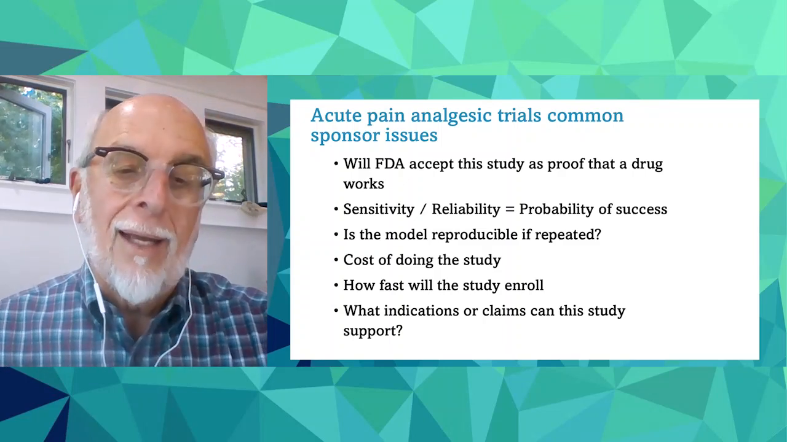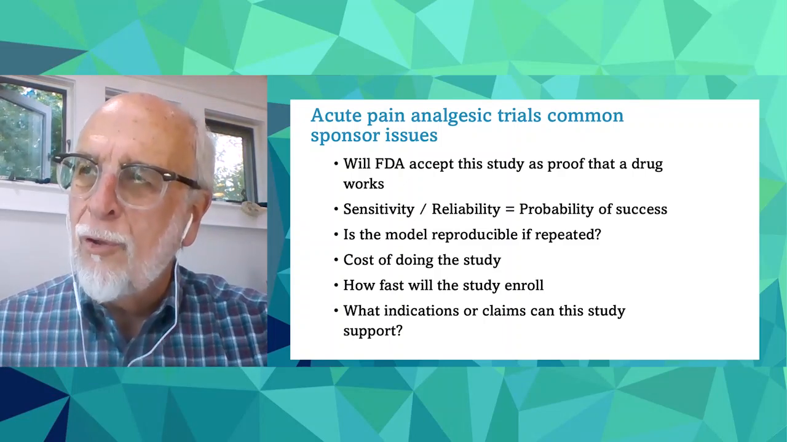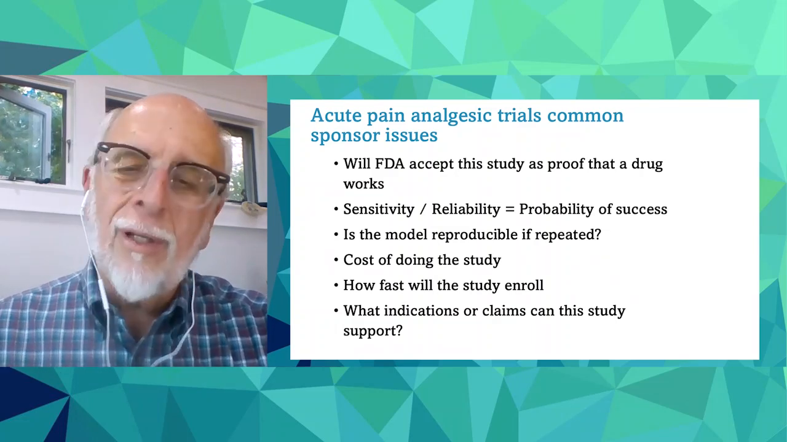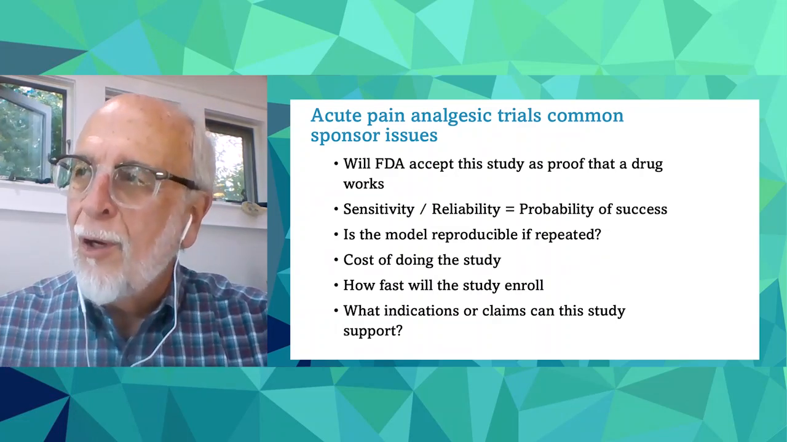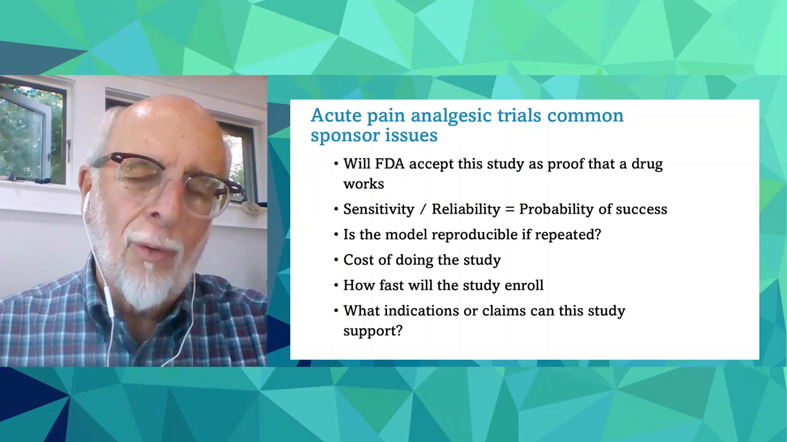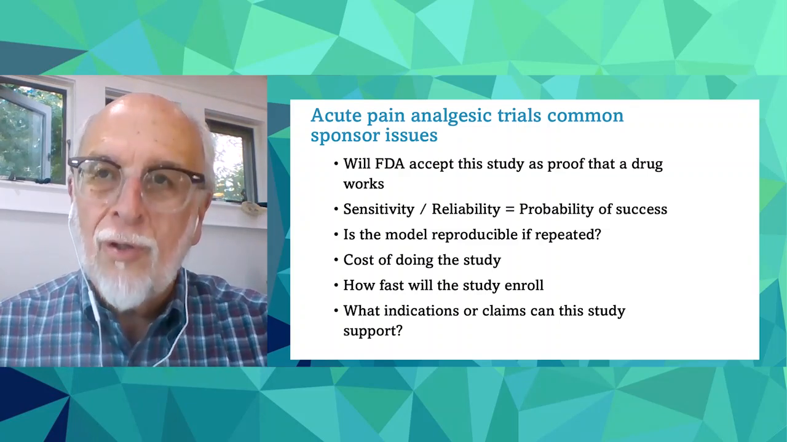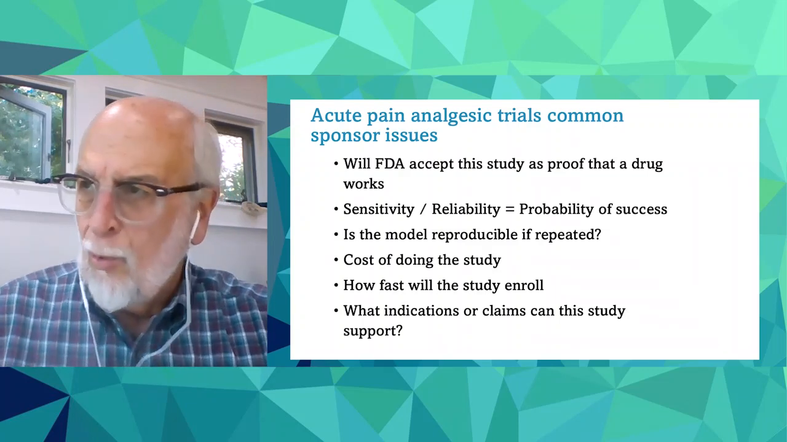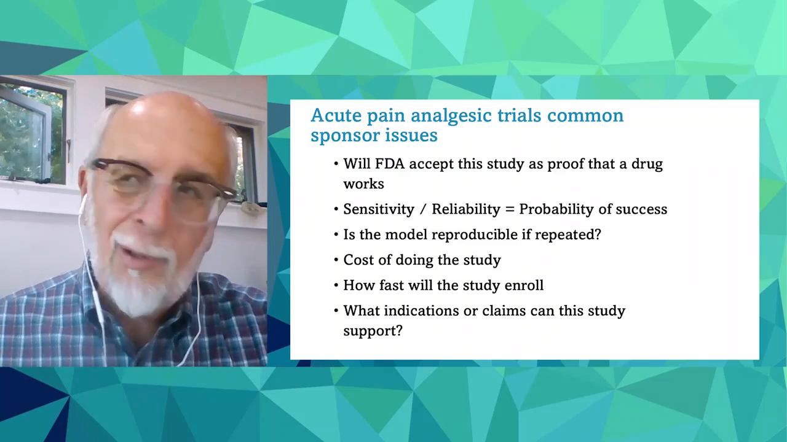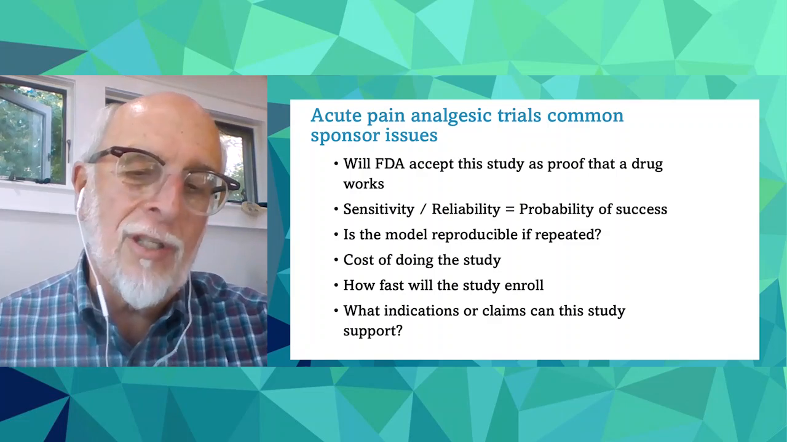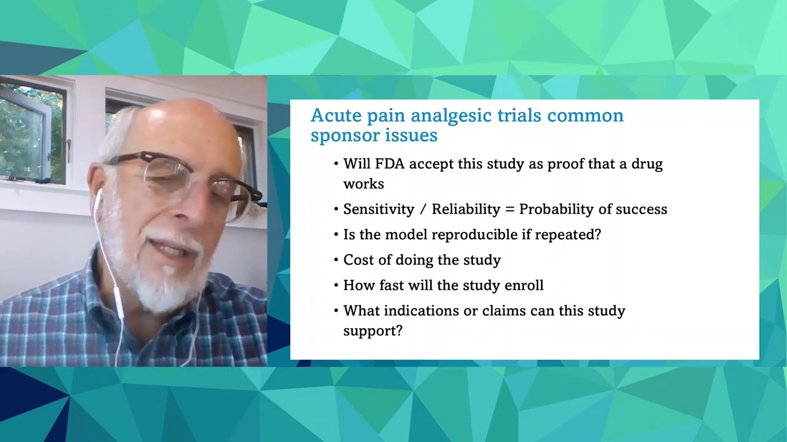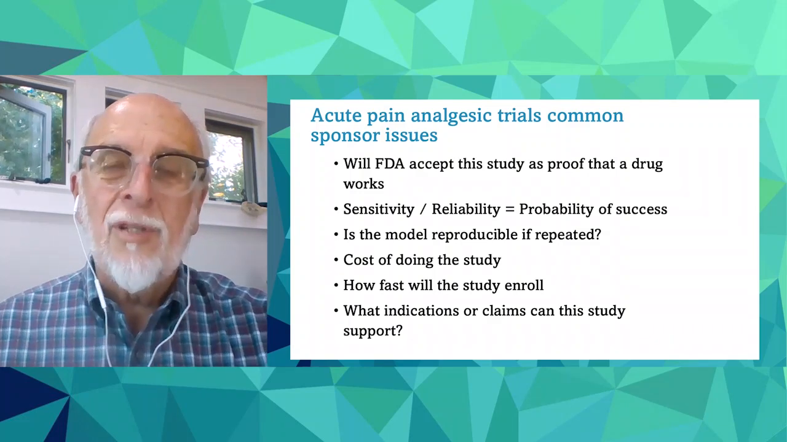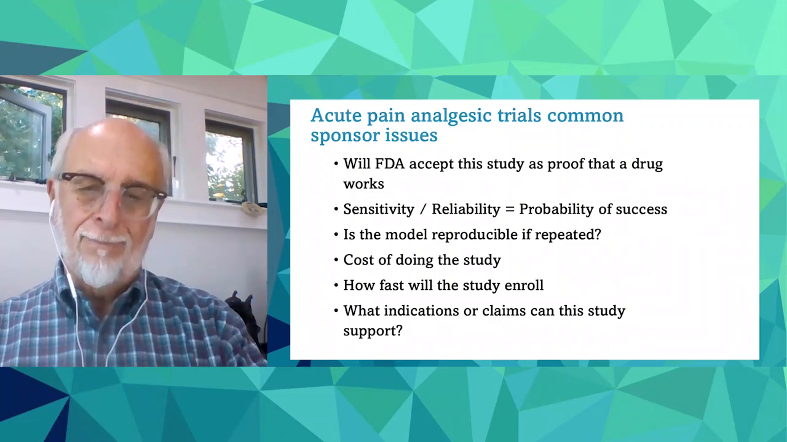Finally, they'll ask, since I have to produce replicate studies, if I did the study over again, would it look the same? There are a number of studies that have been published showing that the reproducibility in dental impaction studies is quite high. There's also a question about, how much is it going to cost to do these studies, and how many patients am I going to need to enroll, and how quickly can you enroll them? And finally, what are the claims that can be supported with this type of study?